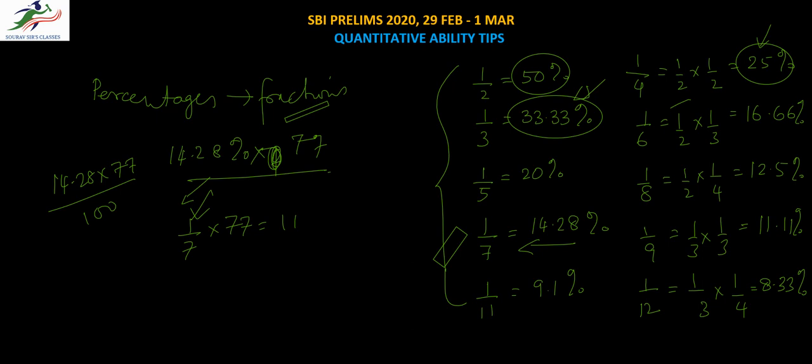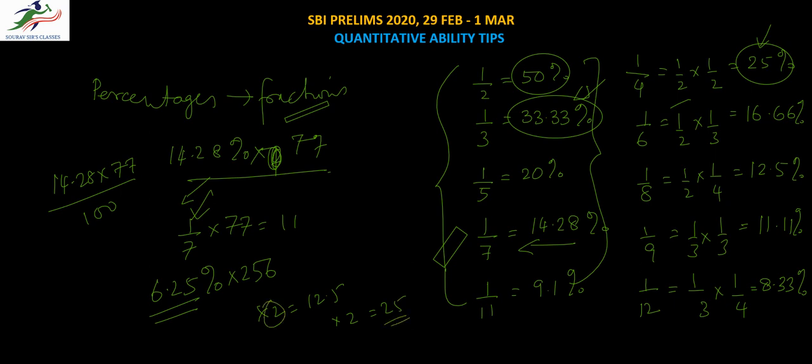Now look at it the other way around. Suppose you are given a percentage of 6.25% of 256. Now we don't know what is 6.25, so we have to arrive at one of these two. So 6.25 into 2 is 12.5, and 12.5 into 2 is 25. So I am multiplying 6.25 2 times to get 25, and 25 is 1/4.